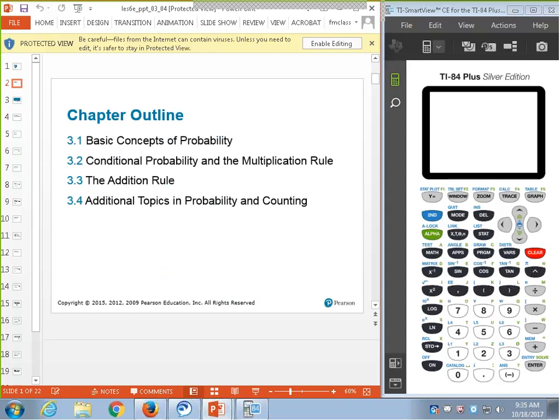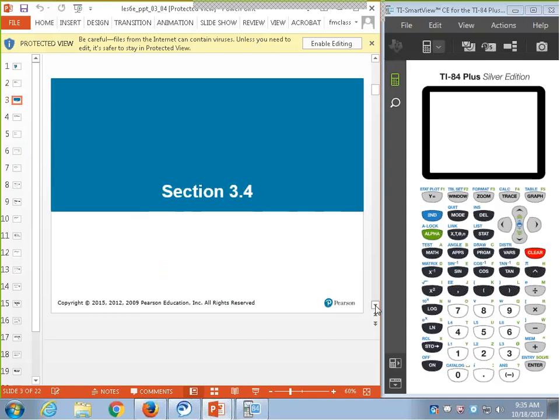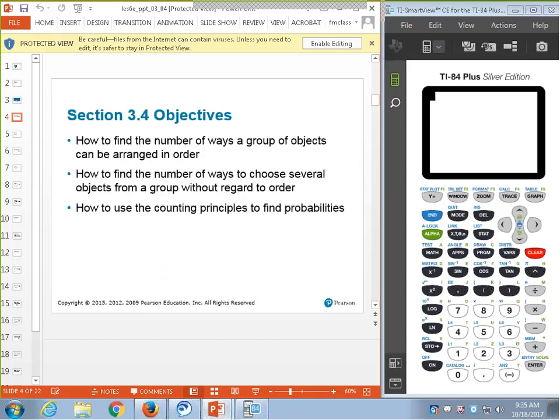We're doing additional topics in probability and counting. We're going to learn how to find the number of ways a group of objects can be arranged in order, and then the number of ways to choose several objects from a group without order. There's going to be a formula for with order and without, and we're also going to use counting principles to find probability. We're going to use these formulas to get the probability of events. Most of them will be classical or theoretical.